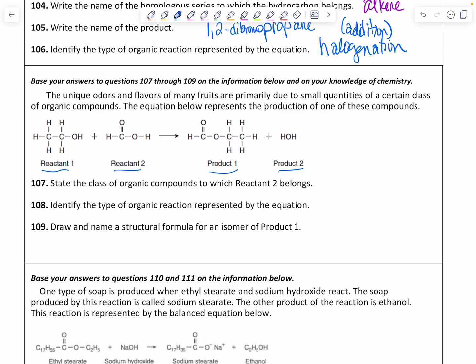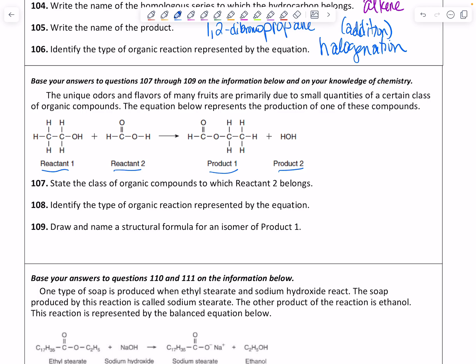All right, last 2 down here. One type of soap is produced when ethyl stearate and sodium hydroxide react. The soap produced by this reaction is called sodium stearate, and the other product of the reaction is ethanol. This reaction is represented by the balanced equation below, so they show us the structures drawn out and labeled. First question, to which class of organic compounds does ethyl stearate belong? So if I look at this molecule here, even though that's a weird name, we're not really sure, all I have to do is look for functional groups, guys. So I see a double bonded O and a single bonded O. That means that it's an ester, okay?